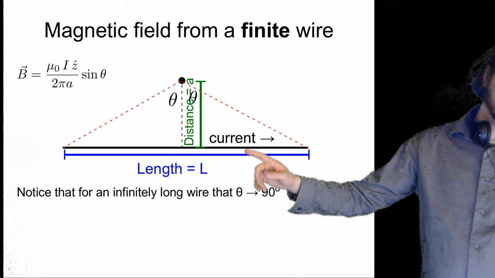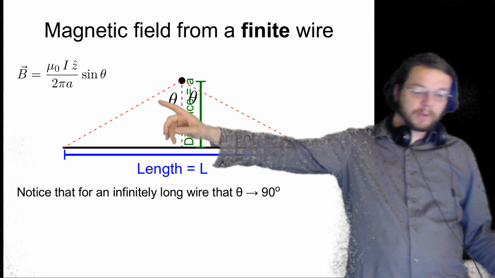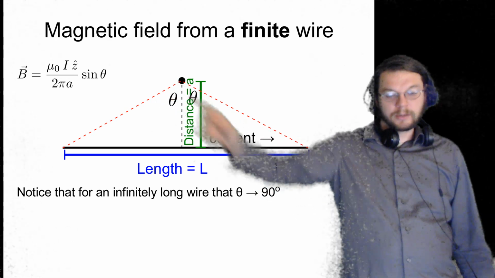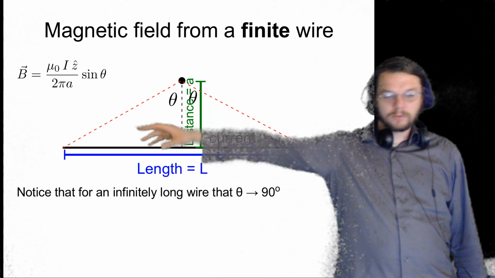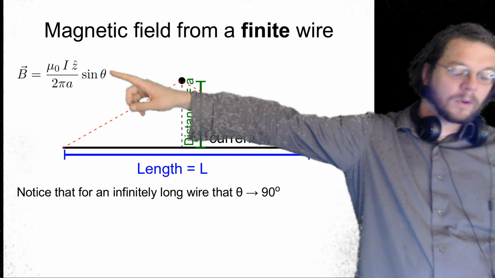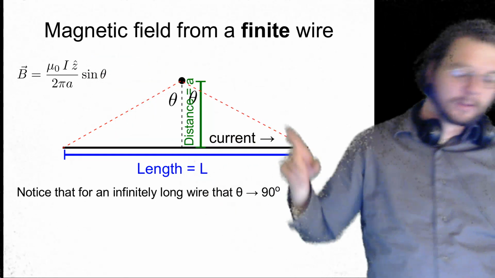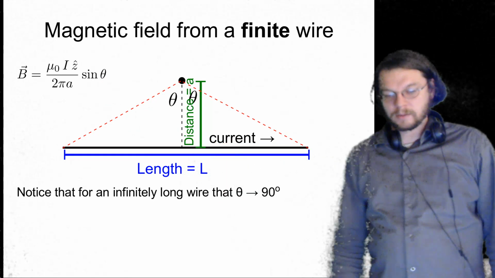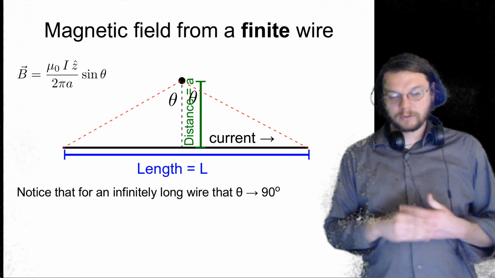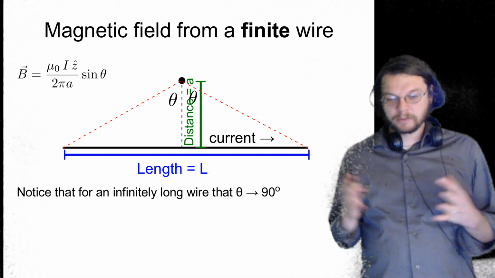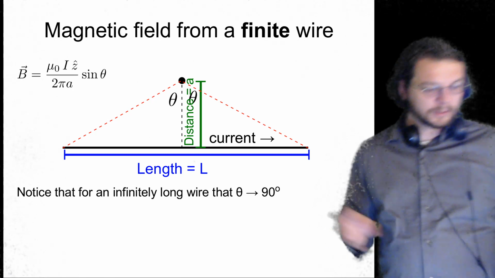So one thing to notice here is that if theta is bigger and bigger, as it gets closer to 90 degrees, that would be a wire that's infinitely long. Sine of 90 is 1, and so if the wire is infinitely long, you get mu naught I over 2 pi a, and you basically get exactly the same formula that you would with the infinite wire. So that's kind of a nice result. That tells us we probably didn't screw anything up when we did this. So that's a nice little check.